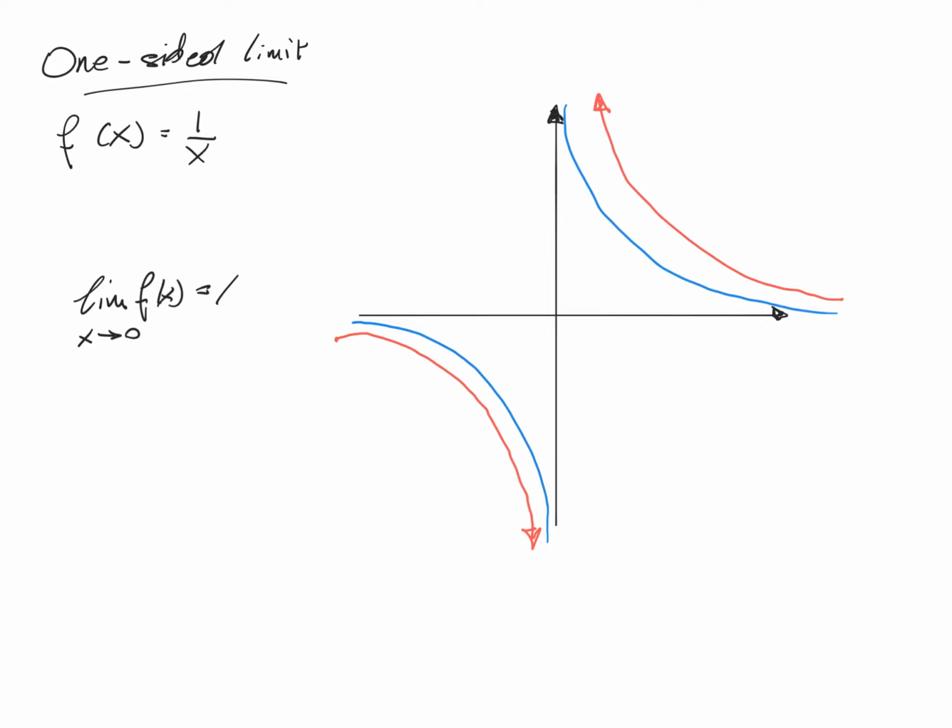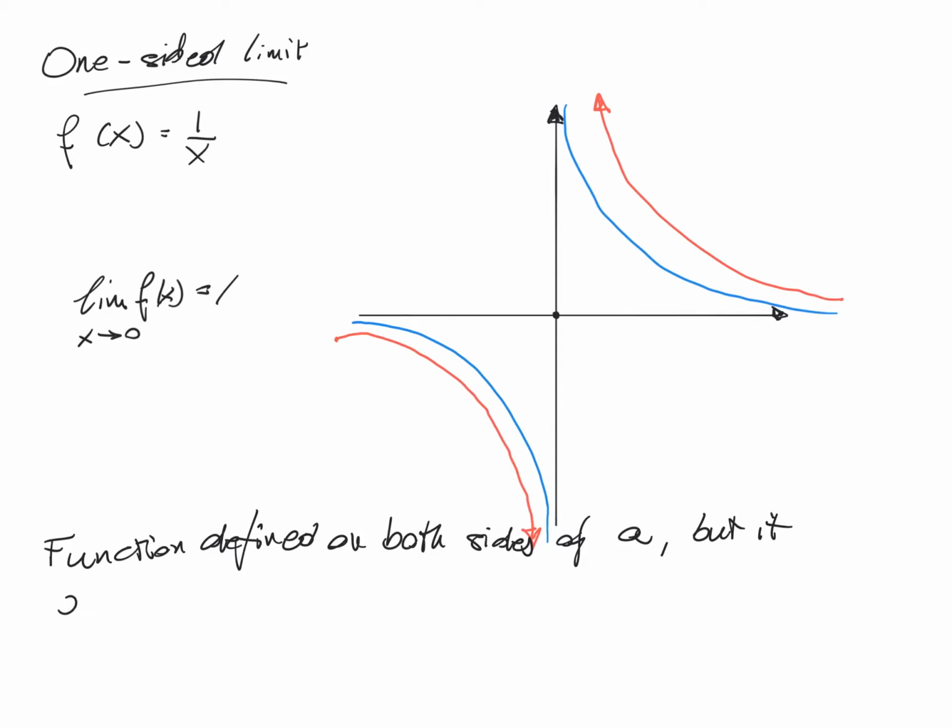So we have in this case a function which is defined on both sides of a limit point, in our case the point 0. It exists on both sides, but it does not have a limit if we move towards the point. So it is a function defined on both sides of the limit point a, but it does not have a limit if x moves towards a.